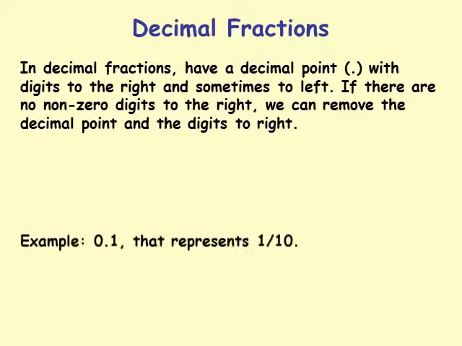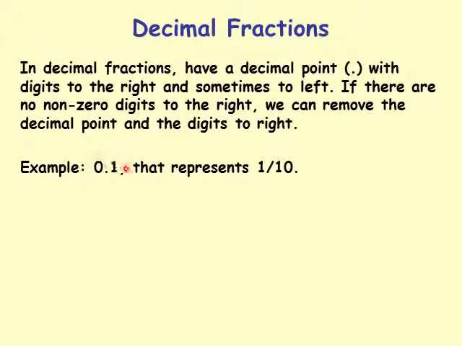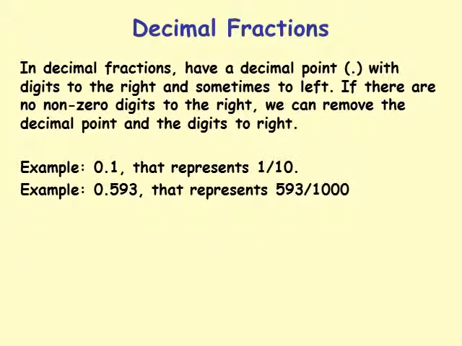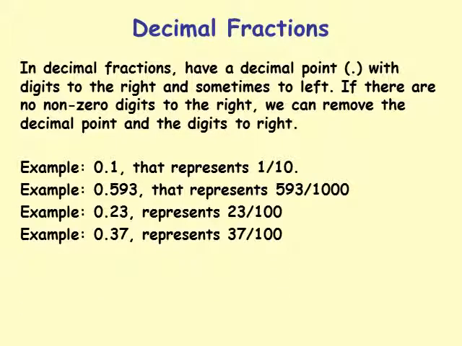Okay, let's continue here. Example: 0.1 is given by 1/10, representing 1 divided by 10. 0.593 is a fraction which represents 593 divided by 1000. Let's continue. 0.23 is a fraction which represents 23 divided by 100. 0.37 represents 37 divided by 100.